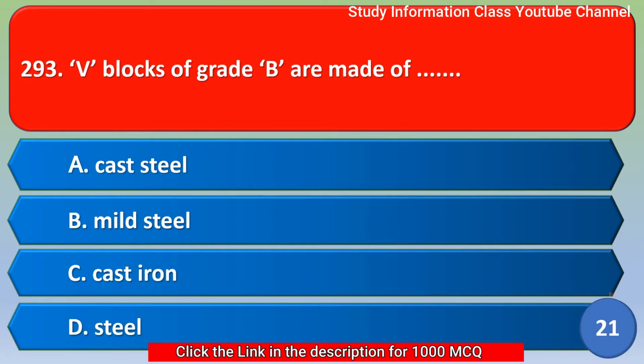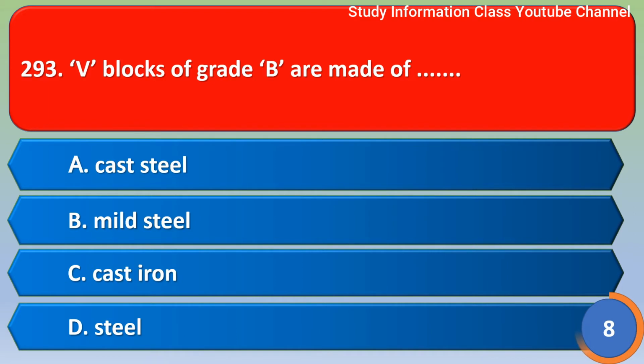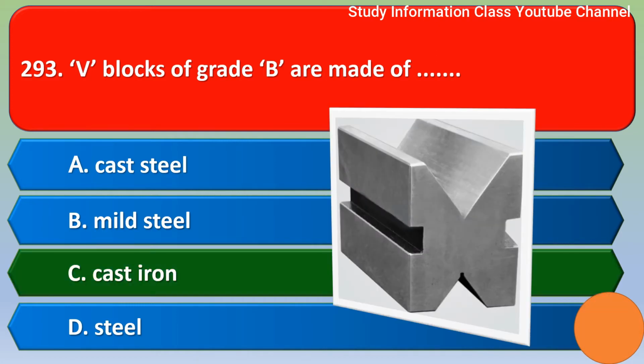Next question, V blocks of grade B are made of option A, cast steel, option B, mild steel, option C, cast iron, option D, steel. So for this question, the right answer is option C, cast iron. Option C is the right answer, that is cast iron.